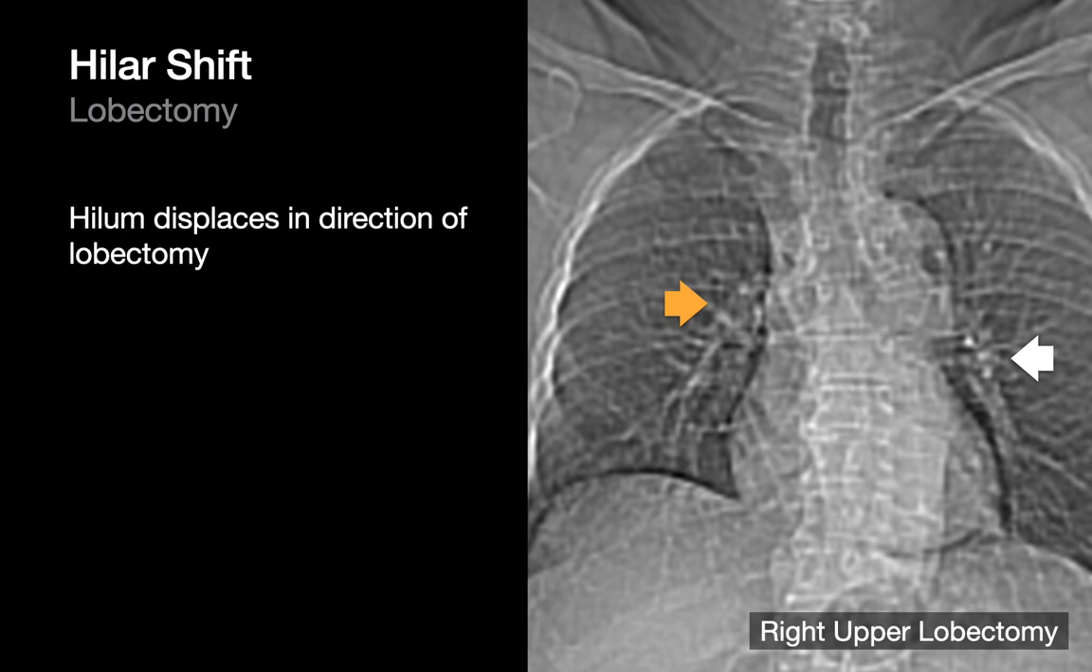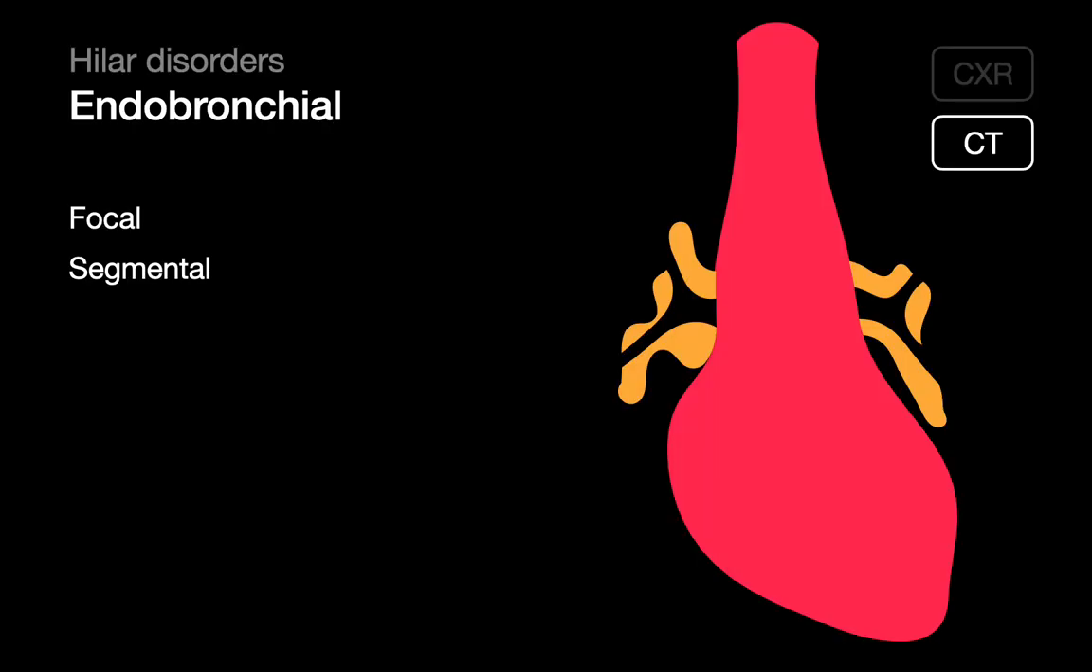Finally, regional lung volume loss causing hilar shift can sometimes be man-made, and a nice example of that is with lobectomies. On this patient, post-right upper lobectomy, you can see how the right hilum, which I'm pointing to with an orange arrow here, has shifted upwards compared to the left hilum, which I point to here with the white arrow. Okay, that's hilar shift. Now let's talk about endobronchial disorders.